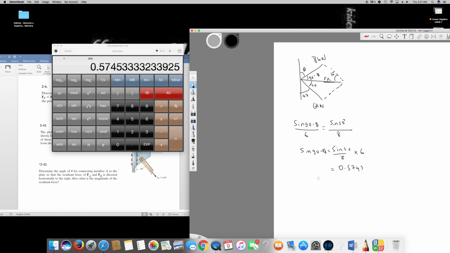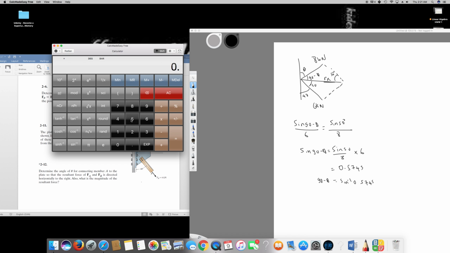inverse it. So 90 minus theta is going to be sine inverse 0.5745. So let's see what happens right here. If I plug in 0.5745 and take the sine inverse, it's going to be 35.1 degrees. So 35.1 degrees is the 90 minus theta. So this is going to be 35.1 degrees.